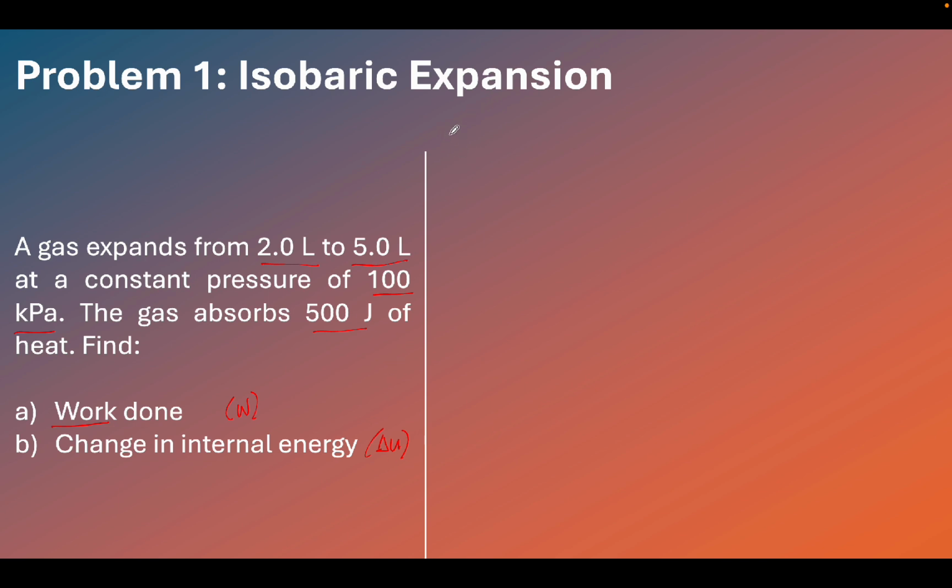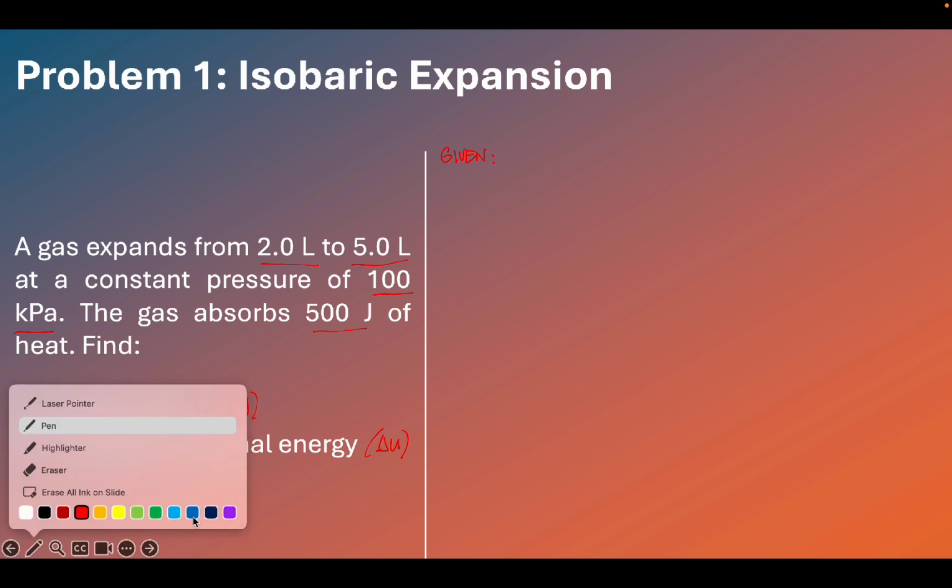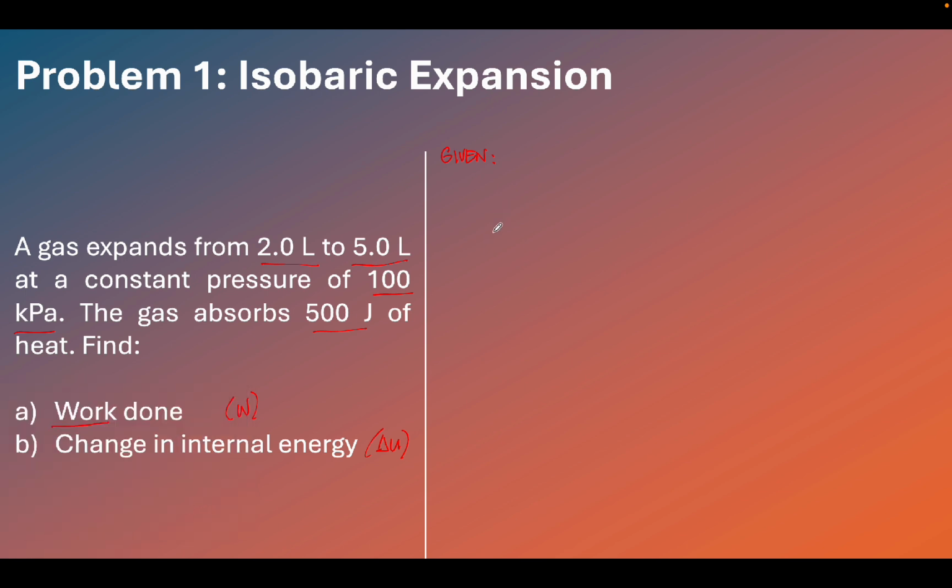So let's have first our given. I think the color red is a little bit hard on the eyes, so let's change it to another color. Our given is the volume. We have the initial volume, VI, is 2 liters. Our final volume is 5 liters. We also have the pressure. Pressure is 100 kilopascals. And we have the work done.